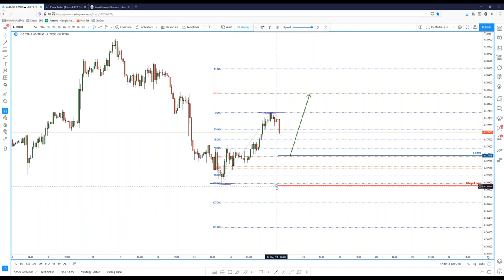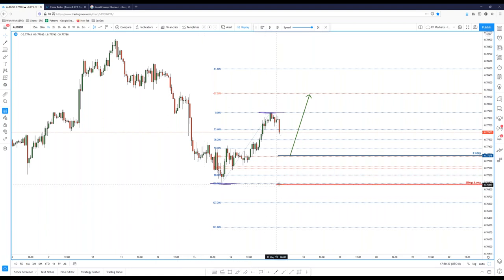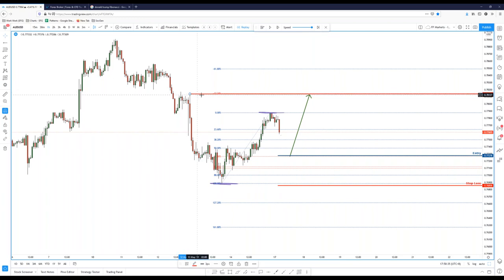So if you want to base it on Fibonacci levels, you can put it just slightly below the 88, to prevent yourself from being stop hunted out. For me personally, I prefer to use it outside of market structure. My first take profit, like I said, is always at the negative 2720, which is in line with this resistance here.